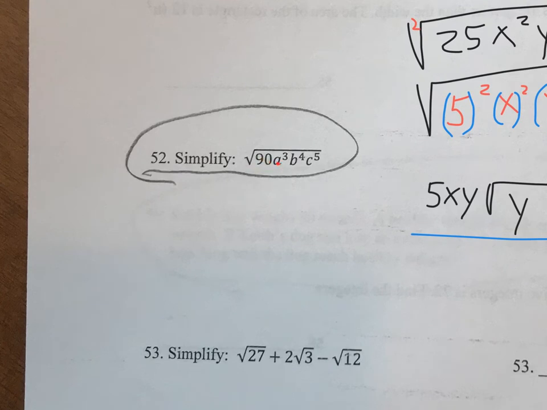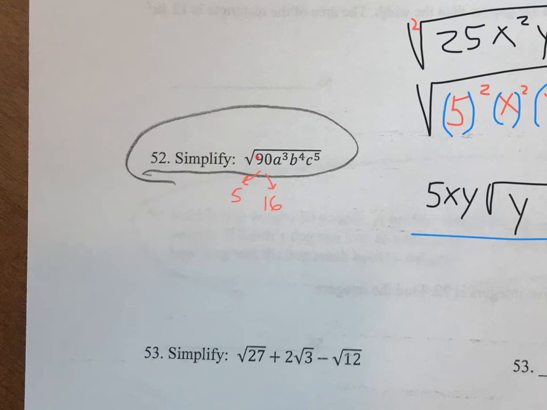Now, with something like this, you always want to ask yourself, okay, what is the greatest perfect square factor of 90? That is 16. Is that right? Yeah, 6 times 5 is 30. That's 16. So in other words, 90 is 5 times 16. 16 is a perfect square factor.